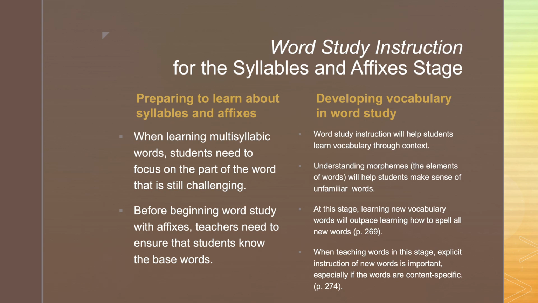So at this stage, students will also be learning more new vocabulary words through reading texts and studying the morphemic structure of the words. This means that those are the specific elements that make up a word. And all of this is to make sense of unfamiliar words.